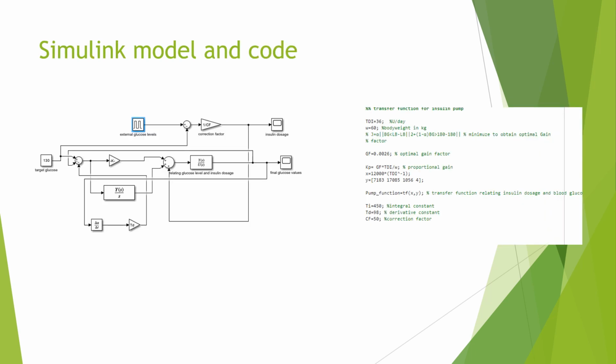This is my Simulink model and the code. Pretty much standard, nothing too bad. We have a target glucose level of 130, which is an arbitrary number that I chose. The actual blood glucose is represented by a pulse function, and then these are the other things: the Kp block, the K block, the integral block, the derivative block, the plant function, and the correction factor.